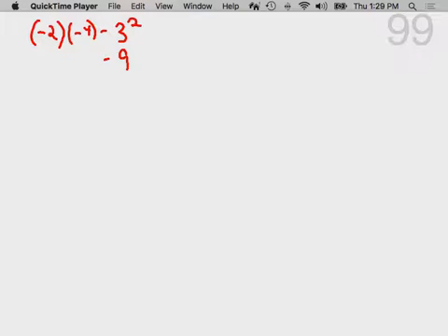-2 times -4 is what? 8. Some people here put -8. You may have been one of those. If you had the answer -17, then you put -8. It should be +8 because look, when I multiply by this negative, I change the first sign. So that negative has to change to a positive. So now I have +8 and -9. +8 and -9 all together make -1.